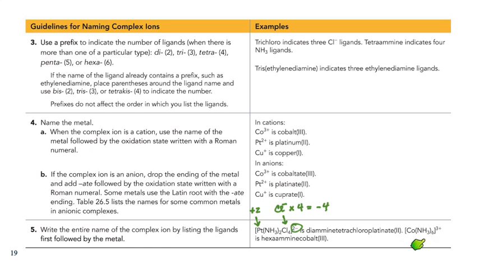Co(NH3)6. Okay, this only has one type of ligand. NH3 is amine, and there are six of them, so hexaammine. This is a positive ion, so cobalt and the charge. Well, NH3 doesn't have a charge, so all of the 3+ comes from cobalt. So hexaamminecobalt(III).